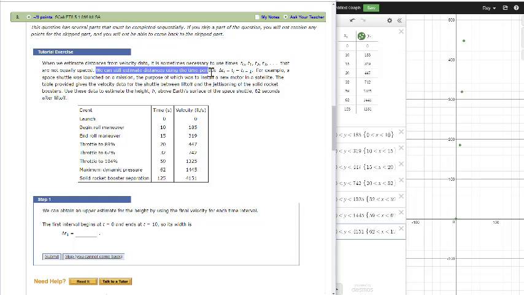We can still estimate the distance using the different periods, delta t sub i, which is the difference between the t sub i term and the term before that. For example, a space shuttle was launched in a mission, the purpose of which was to install a new motor in a satellite. The table provided gives us the velocity data for the shuttle between liftoff and the jettisoning of the solid rocket boosters. Use the data to estimate the height above the Earth's surface within the 62 seconds given after liftoff.